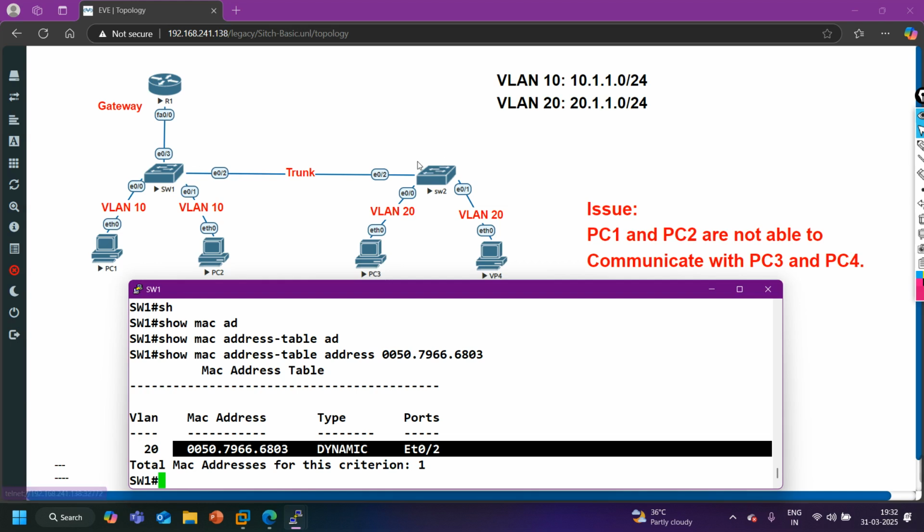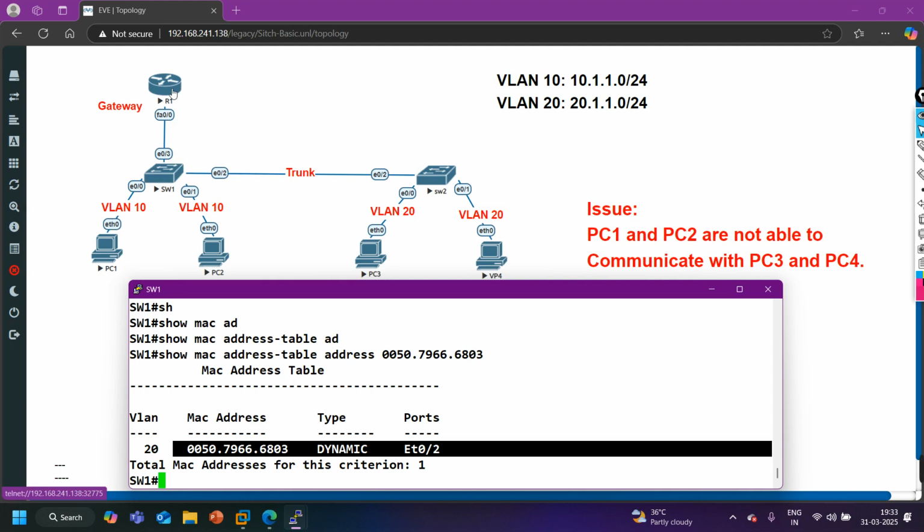After that, switch 2 is going to perform tagging on the trunk link when it forwards the traffic to switch 1, and switch 2 is going to find tag number 20. It will forward from the other trunk link, the 0/3 interface, and it will add the tag of VLAN 20.